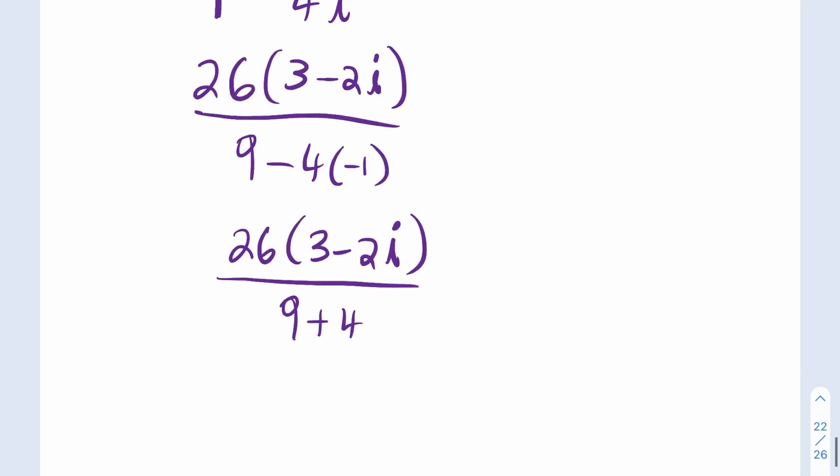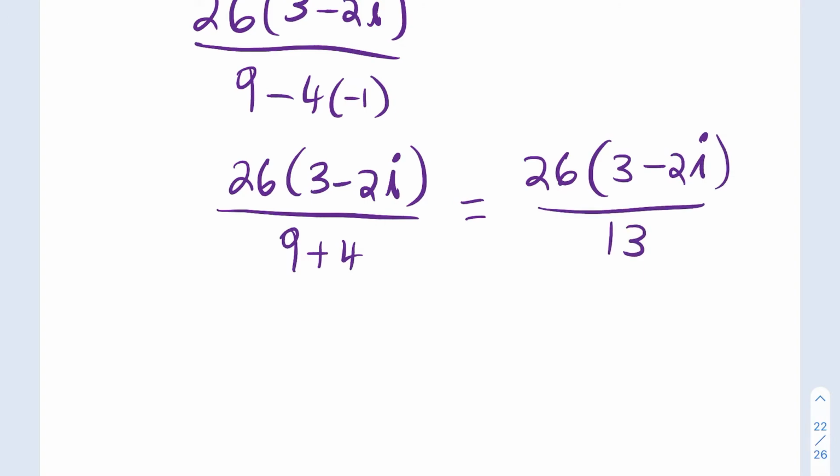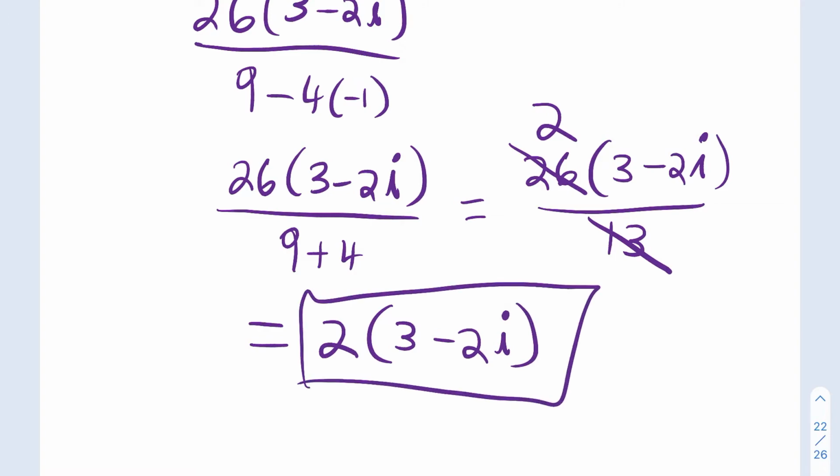9 plus 4, 13. And that's the reason why I didn't multiply right away, because this is 26 times 3 minus 2i over 13, and there is a common factor that I can cancel. 13 goes into itself once, but into 26 twice, making the final answer 2 times 3 minus 2i. And there you go. You can leave it like that. You can distribute and write it as 6 minus 4i if you'd like. Either way, it doesn't matter.